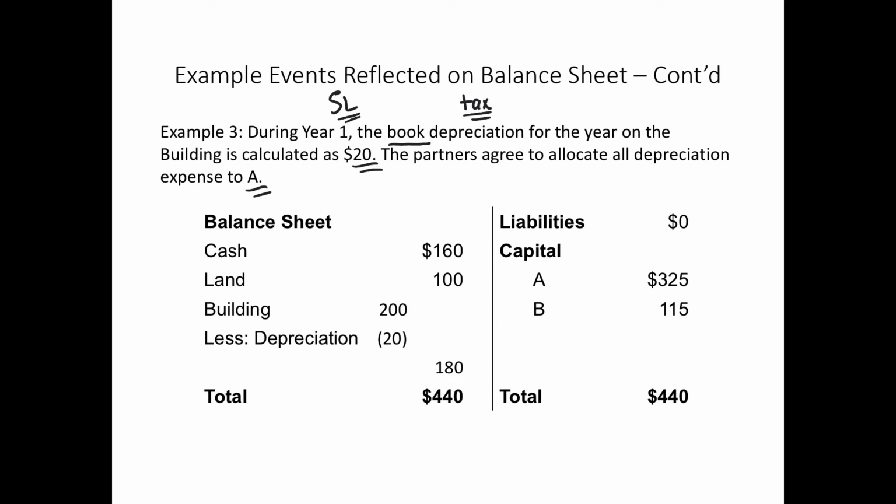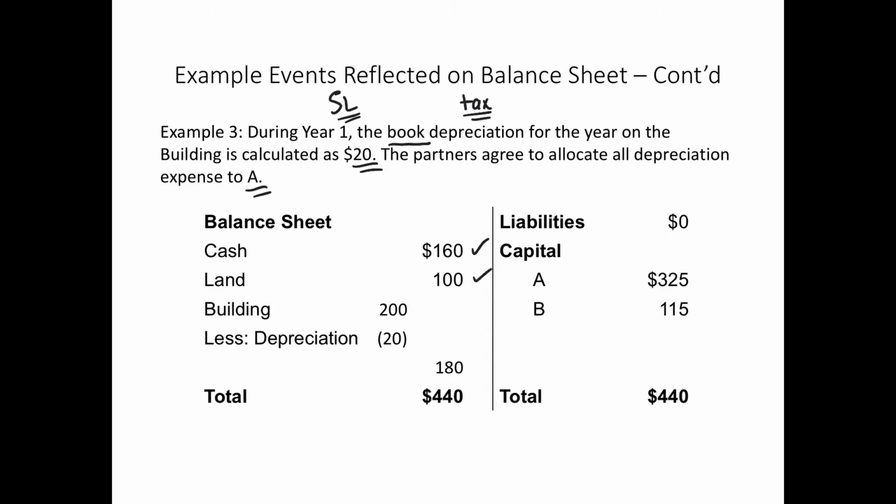So they decided, you know what, we're going to allocate all the depreciation loss to A. The reason might have something to do with maybe B working with the building or something, and A is solely a money investor or something, right? Because A put in more money. Could be anything. So our cash stays the same. This depreciation expense does not involve cash. It's a non-cash expense.